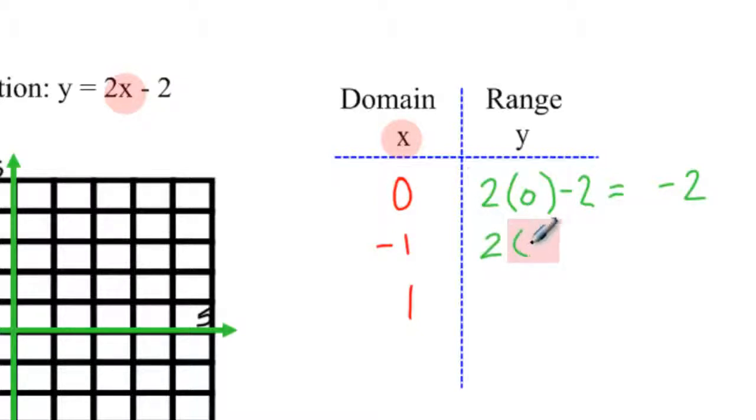The second one, same thing. You're plugging it into the same equation. This time I chose negative 1. Do that for all three domains that you choose, and it will give you your range. Range just means your y values.